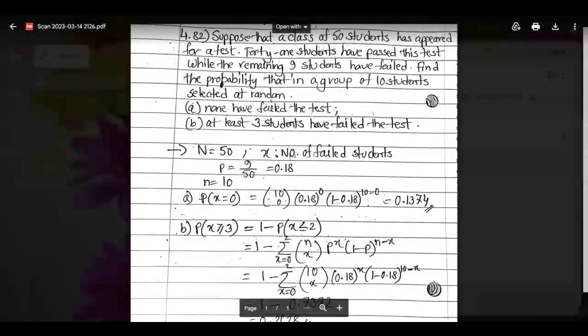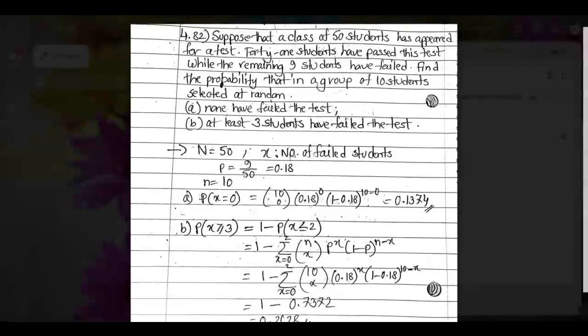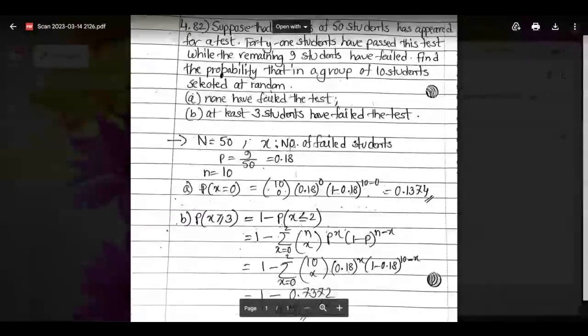Okay, so I'm presenting question 82. Suppose that a class of 50 students has appeared for a test. 41 students have passed this test, while the remaining 9 students have failed. Find the probability that in a group of 10 students selected at random, A, none have failed the test, and B, at least 3 students have failed the test.